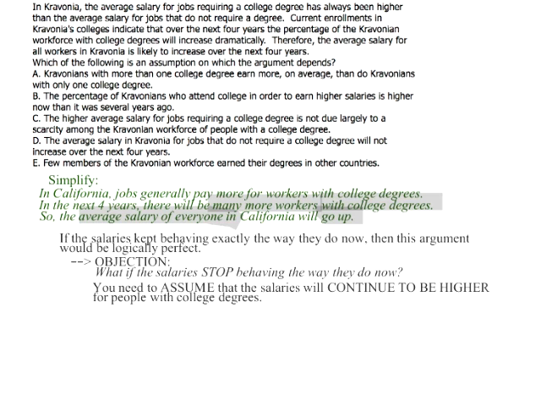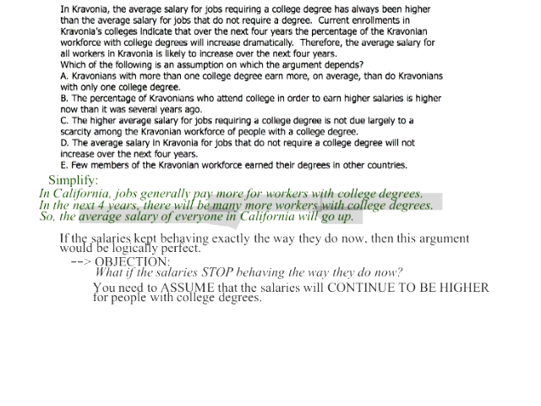So here we need to look for some choice that says we have to assume the salaries will not stop doing what they're doing now. If you look at this, more than one college degree versus one college degree, that's not a thing. We're not looking at how many degrees people have. We're just looking at whether they have one or don't. And then there's: the percent of people who attend college to earn higher salaries.